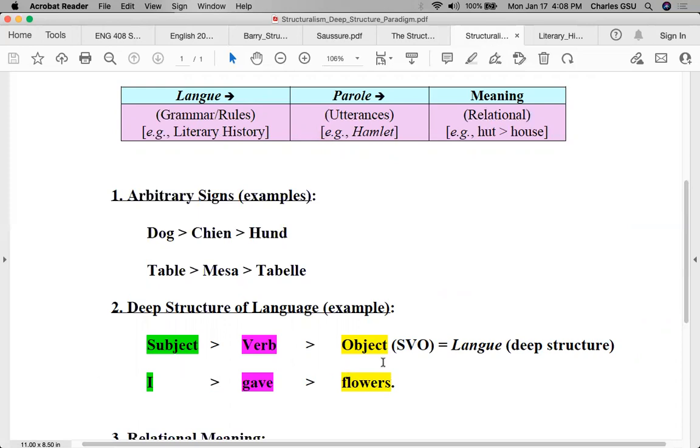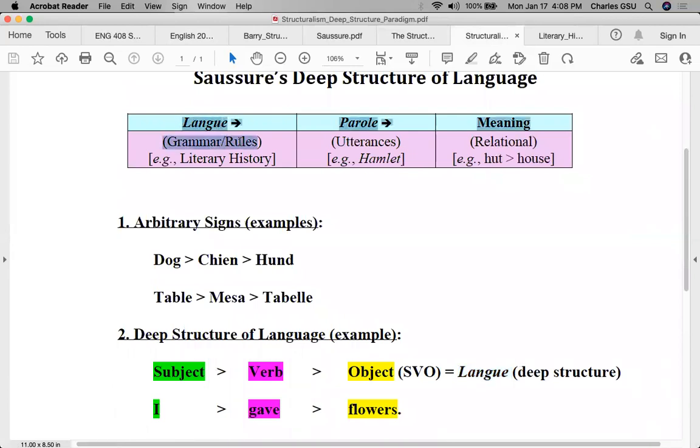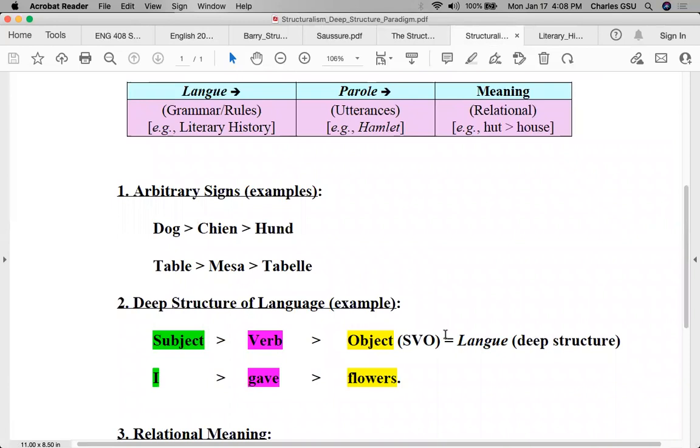But Saussure calls that langue, or a deep structure. It's equivalent up here to grammar or rules, right? The deep structure of something. And inside of this langue or deep structure are individual utterances. I gave flowers. Those are individual utterances that he calls parole, to use the French. So it's an individual unit, if you will, within the larger structure of langue.